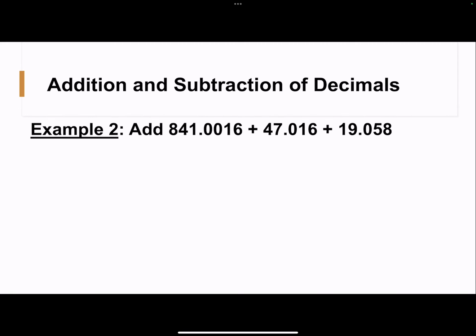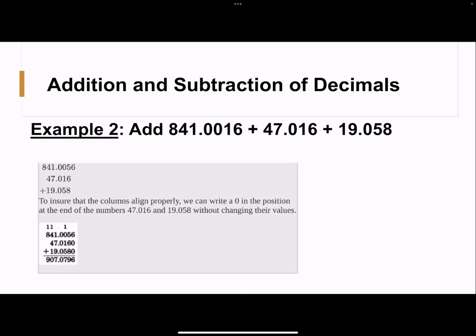If I wanted to add three numbers, 841.0056, 47.016, and 19.058, you're going to see that I lined them up. I'm just going to place the decimal point right where it is up under the others. We're going to line our decimal points up, and we're going to add, making sure all our place values are the same. So 6 plus 0 plus 0 is 6. 5 plus 6 is 11. Plus 8 is 19. So I take the 9 and carry the 1. 1 plus 1 is 2. Plus 5 is 7. 0 plus 0 plus 0 is 0. Wherever my decimal point is stays. And you continue adding just like you would a whole number. The answer is 907.0796.